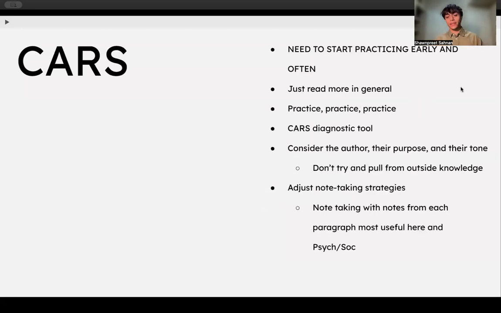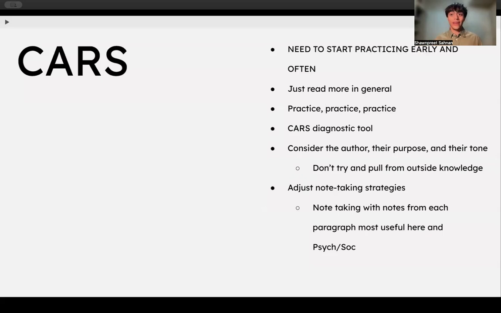Again, start practicing early and often on CARS. You need to get in on this quick because there's really nothing that is going to help you here besides practice and time. Sleep, get those neural networks flowing, get that locked in. You need days of practice. That's just how you do it. This is a skill. It's not something you can just memorize on Anki.